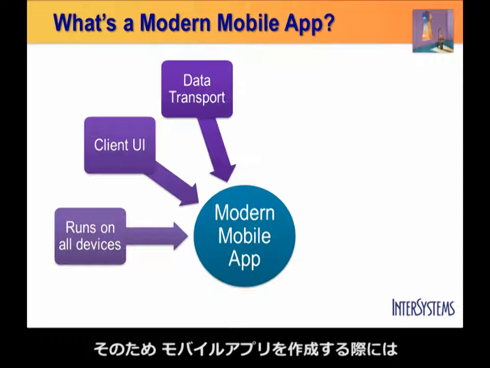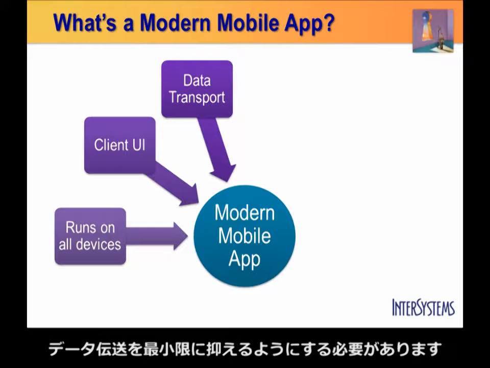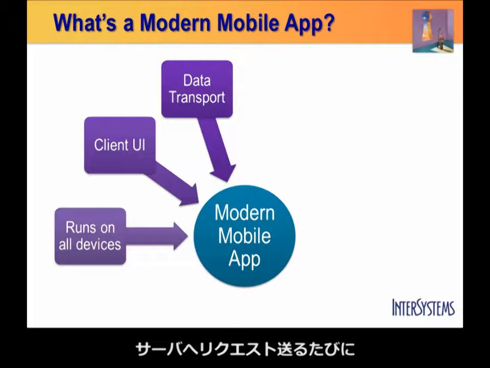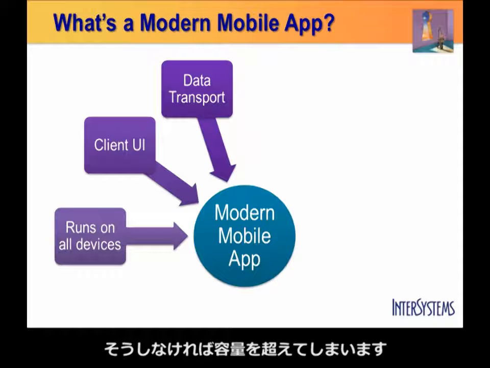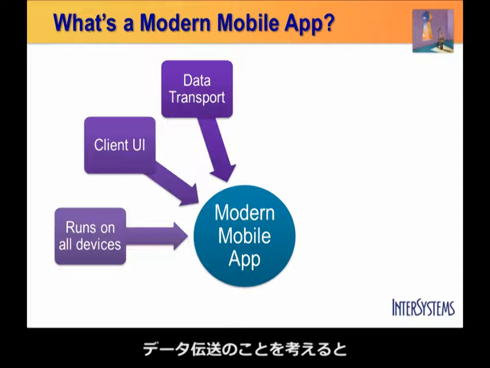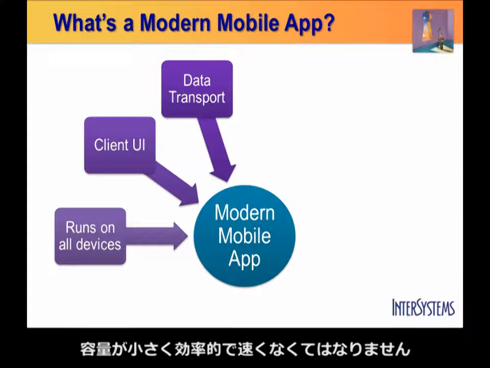So when somebody writes a mobile application, you want to make sure that the data transport is very, very slim and very optimized, so that you're not sending across a 10 megabyte document every time you're making a request back to the server, because you very quickly exceed somebody's capacity, right? So you've got to solve this data transport problem. It's got to be thin, it's got to be efficient, and it's got to be quick.